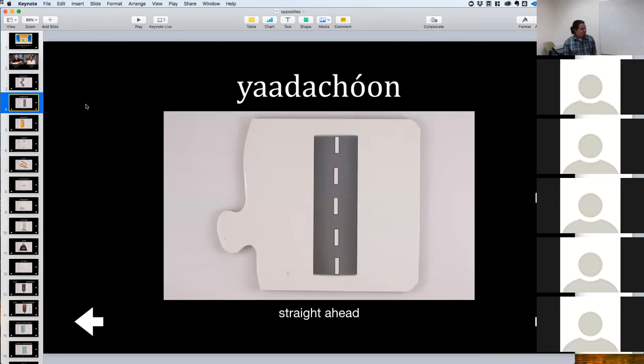Yadachun. So that's straight. Straight ahead. It's straight. It's also used to say, like, sing the vocables of the song.